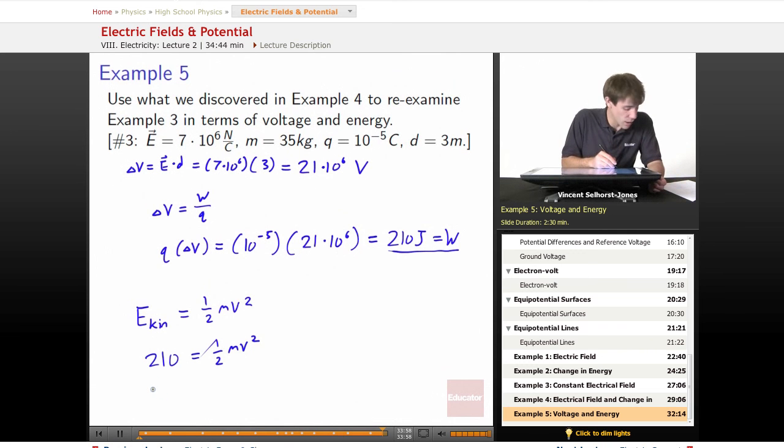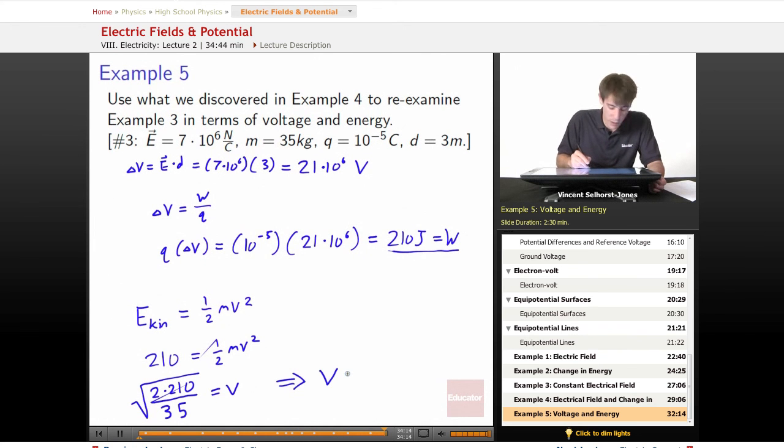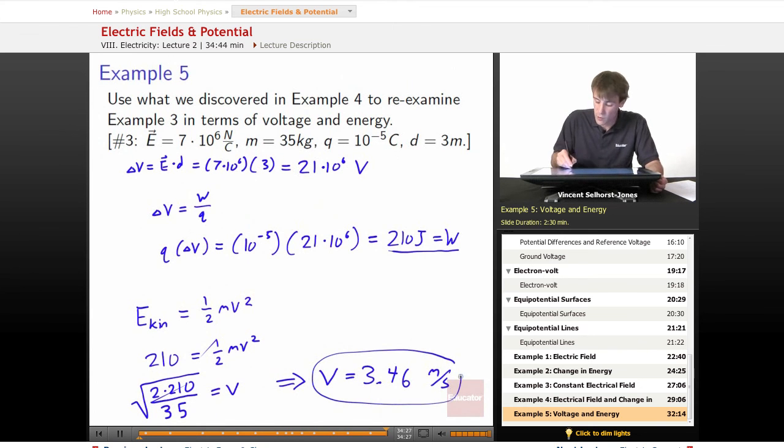We've got that 2 times 210 divided by our mass of 35 kilograms. We take the square root, and that's going to equal the velocity. We punch that all out through our calculator and we get the exact same velocity we did before, 3.46 meters per second. So two very different ways to figure it out, but that's because we can connect the movement through our electric field to the change in the electric potential. That's a really cool idea, and that's got a lot of power for us.